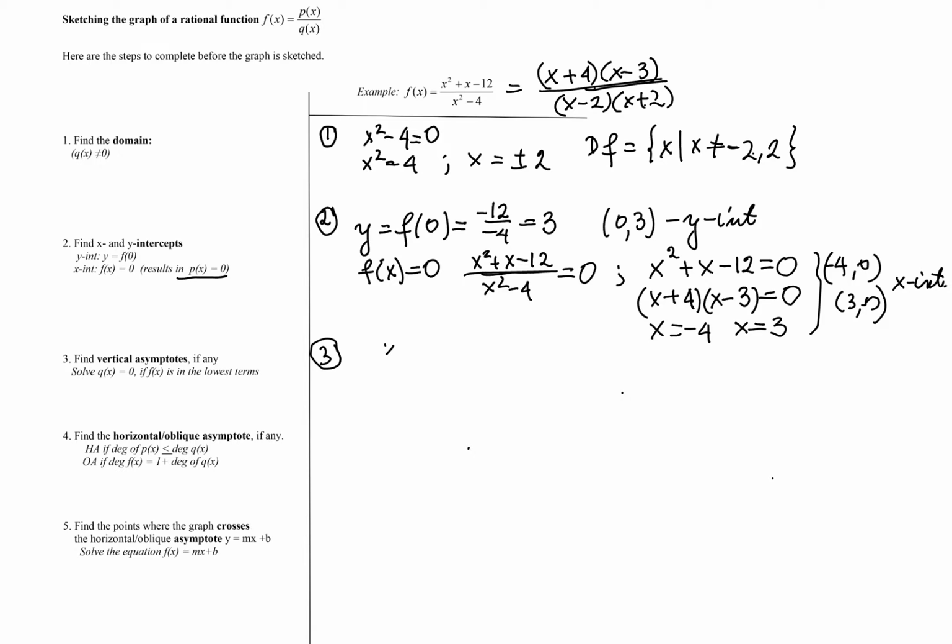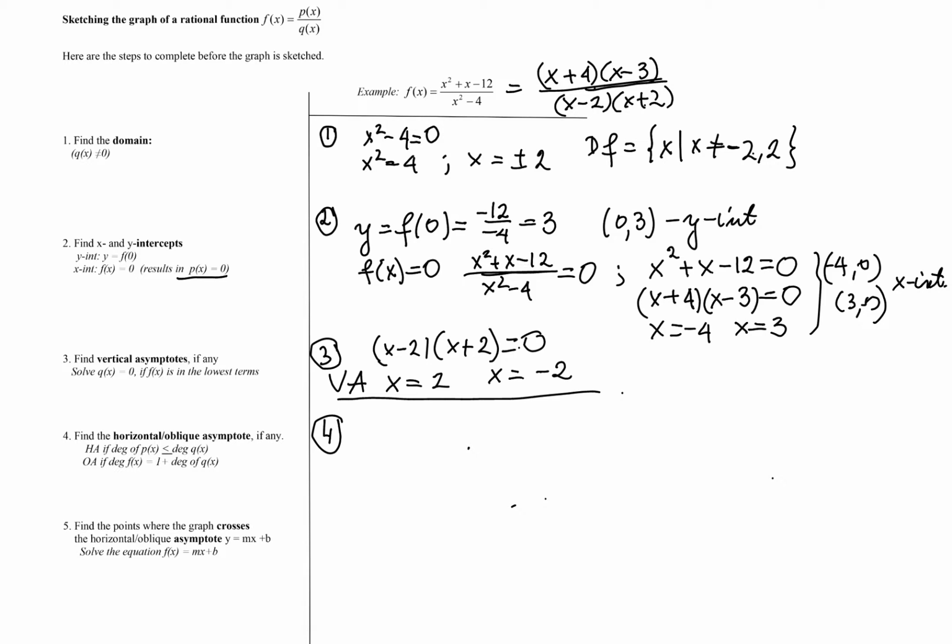And therefore, to find the vertical asymptotes, we'll take the denominator. We can take it in a factored form, make it equal 0 and solve for x. We'll get x equals 2 and x equals negative 2. Those solutions become at the same time the equations for the vertical asymptotes.